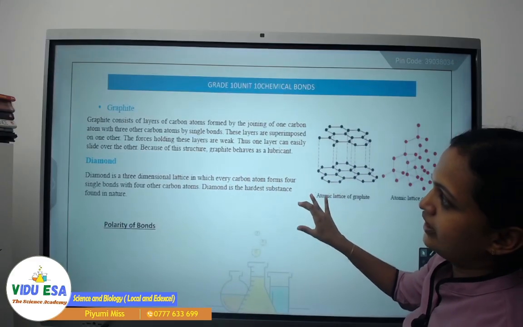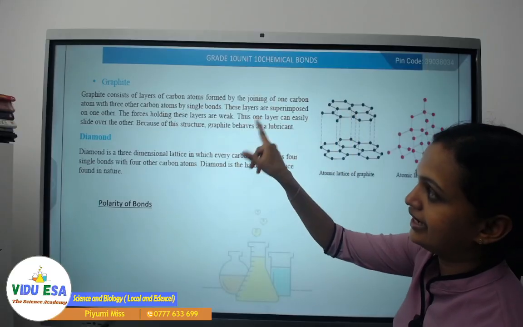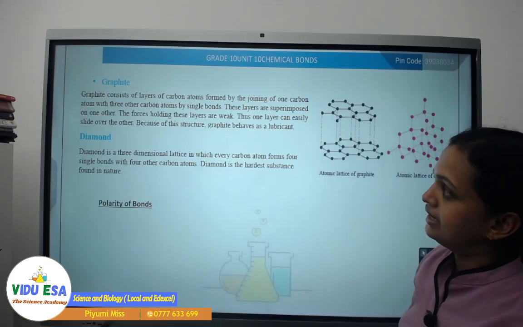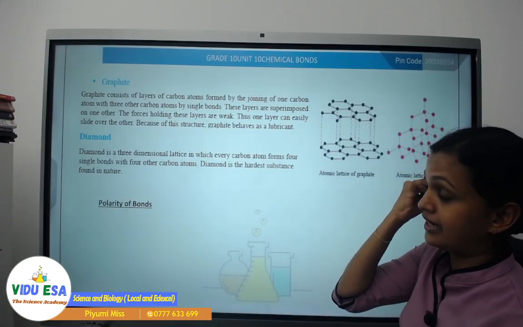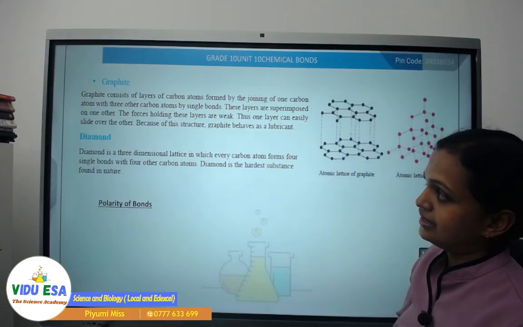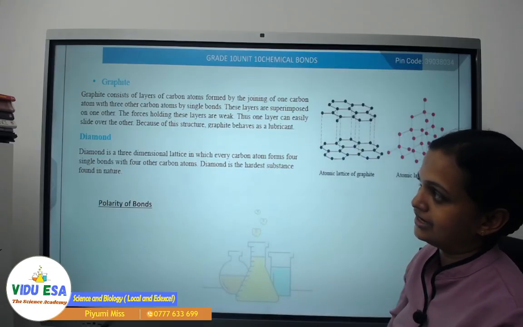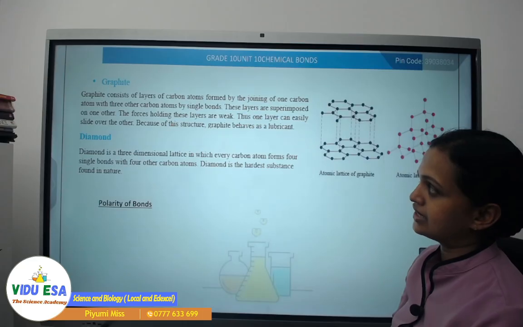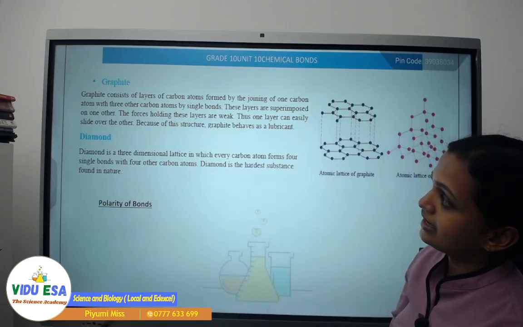Graphite consists of layers of carbon atoms formed by joining one carbon atom with 3 carbon atoms by single bonds. These layers are superimposed on one another. Forces holding these layers are weak. Thus, one layer can easily slide over the other. Because of this structure, graphite behaves as a lubricant. There is no mention of the free electron.